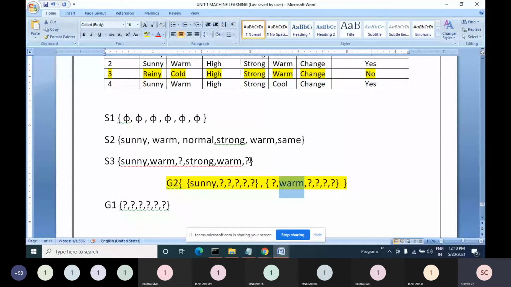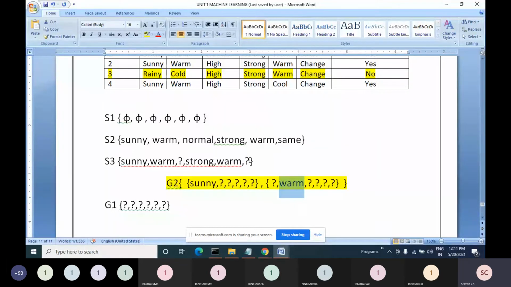There the value changes in record 3. But whenever you find a question mark in the most specific hypothesis, you need not update anything. So if you find a question mark in the most specific hypothesis, you ignore it. When there is a match between the most specific hypothesis and your negative example, you will not do anything. You will only write a new generic hypothesis if the values are not question marks and they are not matching.